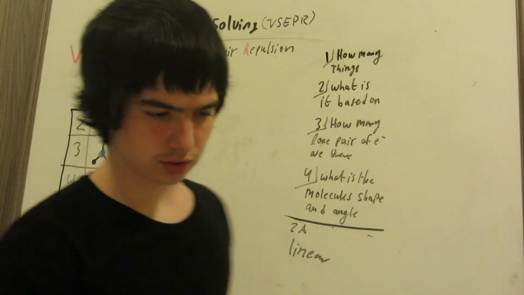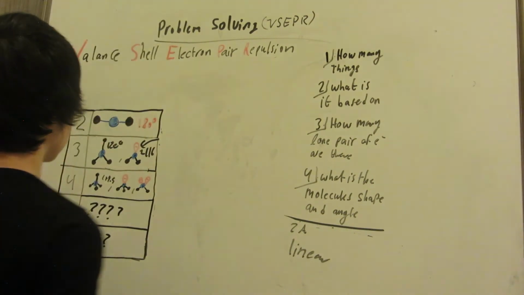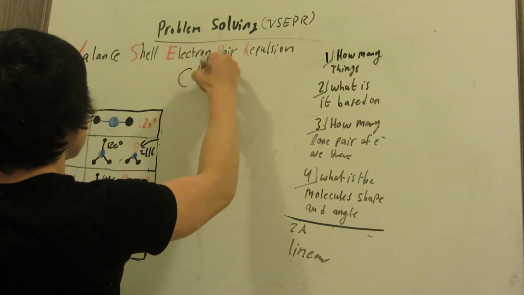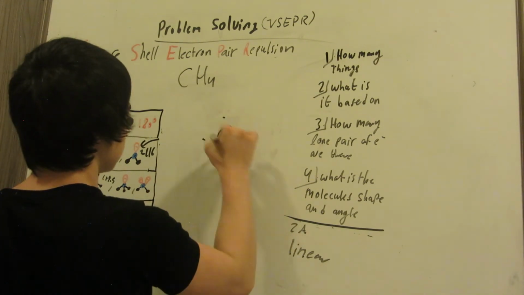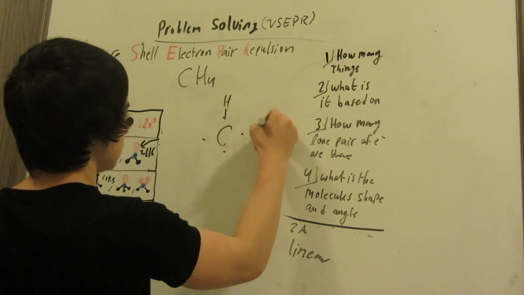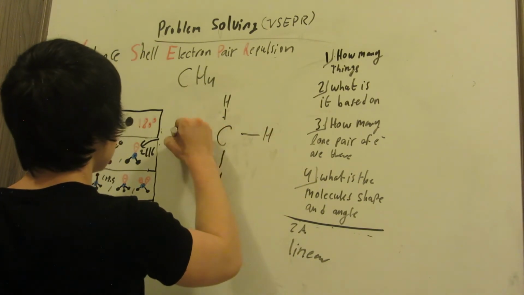So the next question is going to be CH4, methane. Alright, we draw the Lewis structure. 1, 2, 3, 4. Hydrogen here, so we have a single bond. Hydrogen here, single. Hydrogen here, single. And another hydrogen here, single.